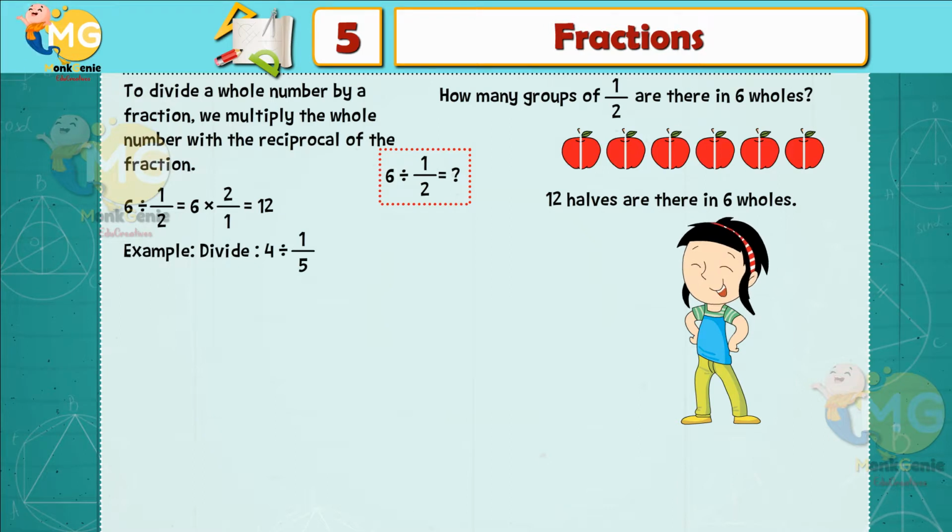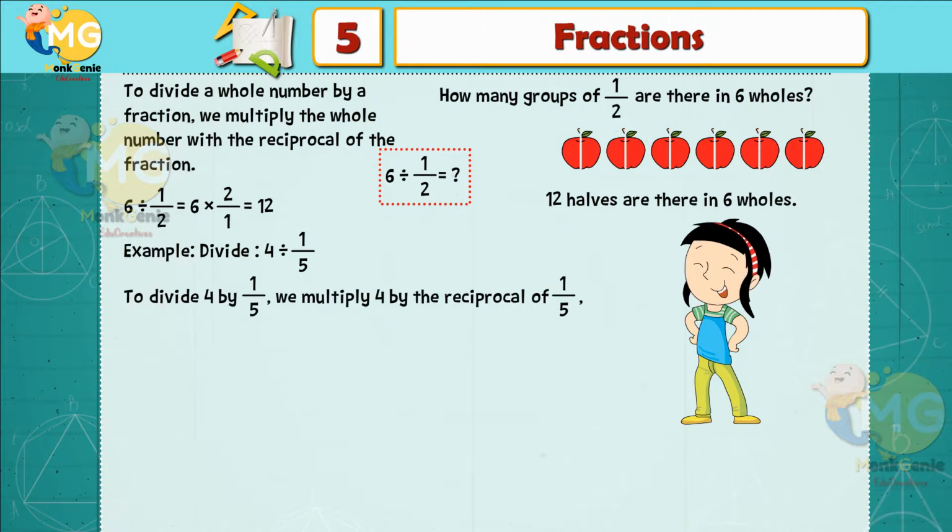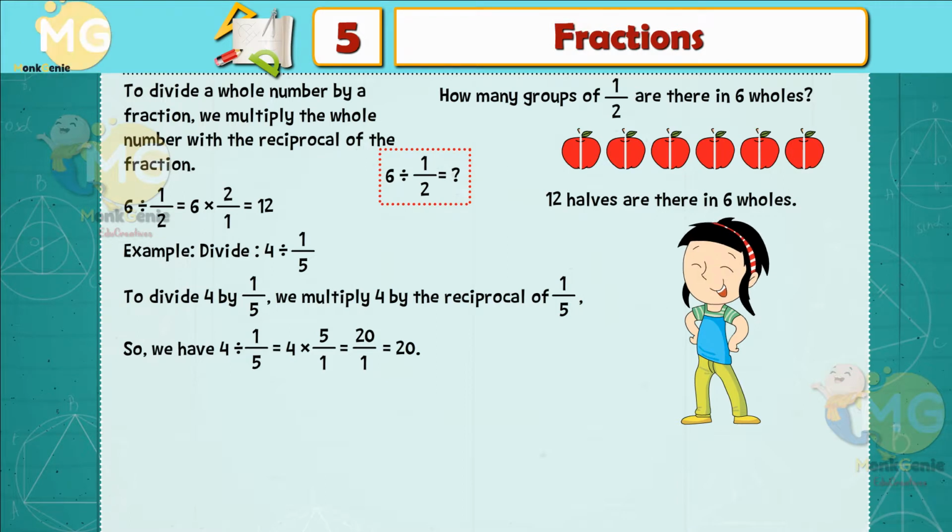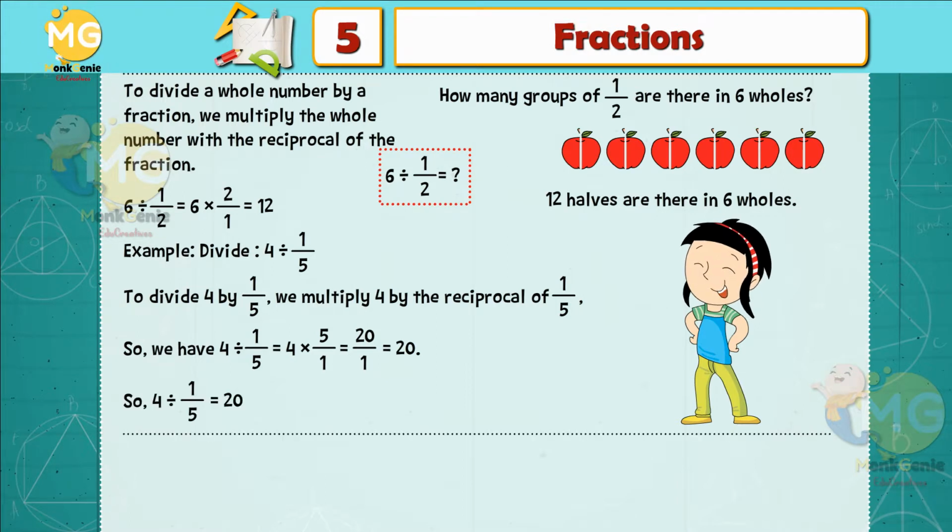Example, divide 4 by 1/5. To divide 4 by 1/5, we multiply 4 by the reciprocal of 1/5. So, we have 4 divided by 1/5 is equal to 4 × 5/1, which is equal to 20/1, which is equal to 20. So, 4 divided by 1/5 is equal to 20.